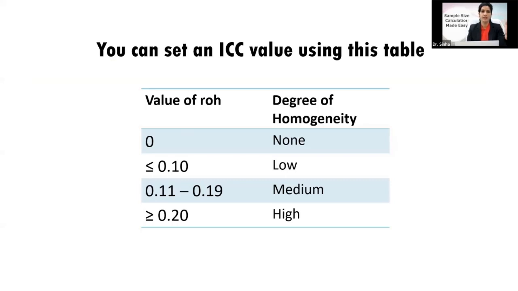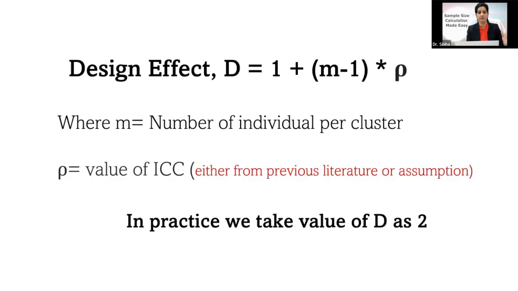If your ICC value is less than or equal to 0.1, then it is a low ICC. If it is up to 0.2, you can say it is medium. This ICC is the degree of homogeneity within a cluster. If it is more than 0.2, then it is a high intra-class correlation coefficient. If you have no value, you can set a medium value of ICC, up to 0.2, and then calculate the sample size if you are using cluster sampling or multi-stage sampling.